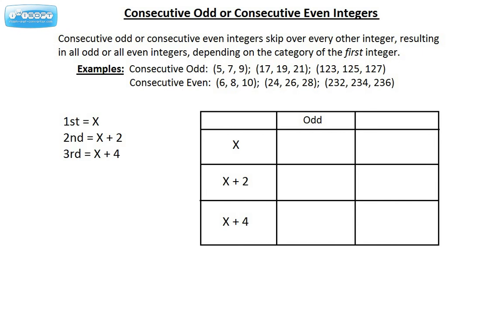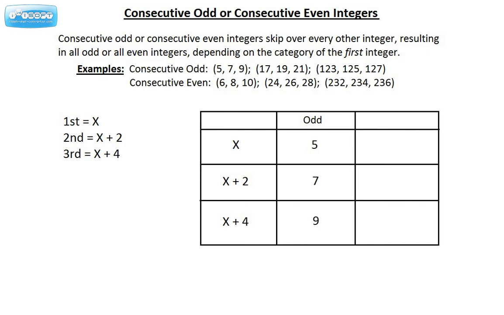Here I've set up a chart and I've got the variable names x, x plus 2, and x plus 4. This is if we were looking for 3 different numbers. Let's say that our first number x is odd. Let's pick the number 5 and put that in. If x is 5, to find our second consecutive odd integer, we would put 5 in place of x. 5 plus 2 gives us 7. For our third integer, x plus 4, 5 plus 4 gives 9.